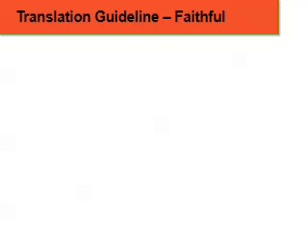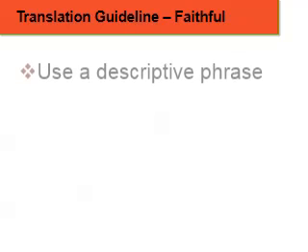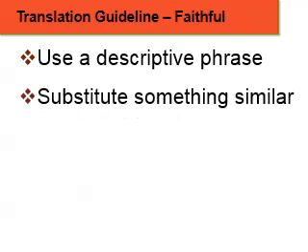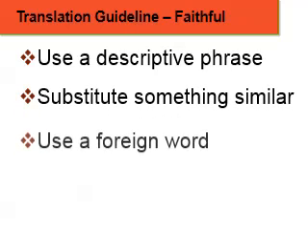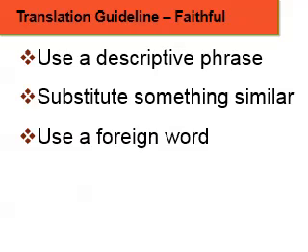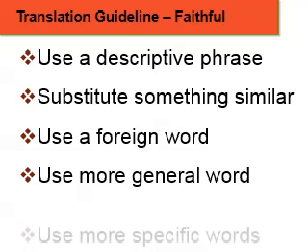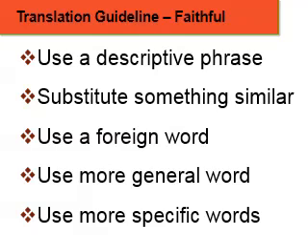Sometimes a thing or custom is unknown in the target language. Possible solutions are to use a descriptive phrase, substitute something similar, use a foreign word from another language, use a more general word, or use more specific words. See the lesson on translating unknowns for more information. One kind of unknown idea are words that refer to Jewish and Christian religious customs and beliefs. We call these important biblical terms.